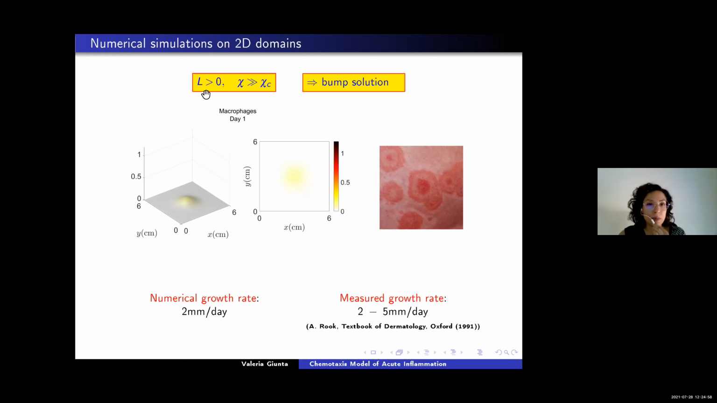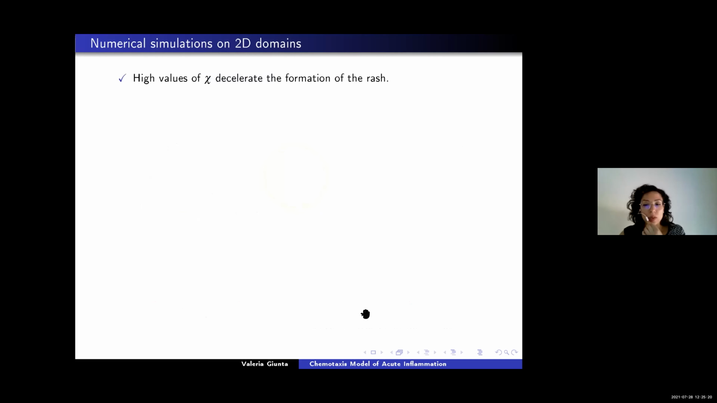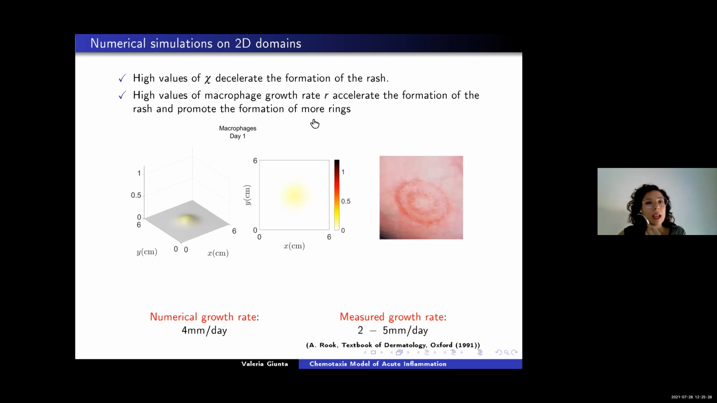When L is positive, the same initial condition has the following evolution. A little rash, which clears in the center, and inflammation appears again in the center of the domain. The numerical growth rate is in good agreement with the measured growth rate. And we have also seen that high values of chi decelerate the formation of the rash, and high values of R accelerate the formation of the rash, and also promote the formation of more rings.